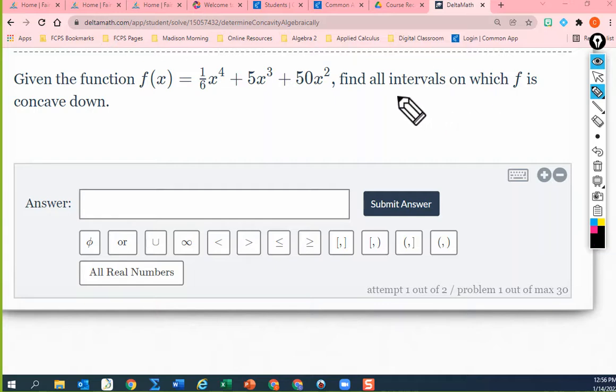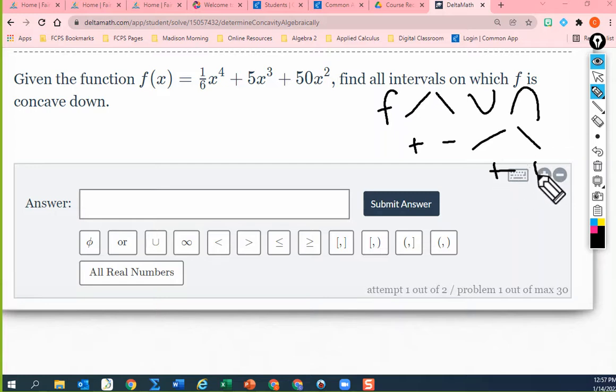Okay, so I'm going to write my fun chart. F, up, down, U, N, plus, minus, up, down, plus, minus, prime, double prime. Okay, what am I looking for? So where f of x is concave down. So that's this one. So I want to know where f of x is concave down. So that puts me in the last column here. That's what I want to know.